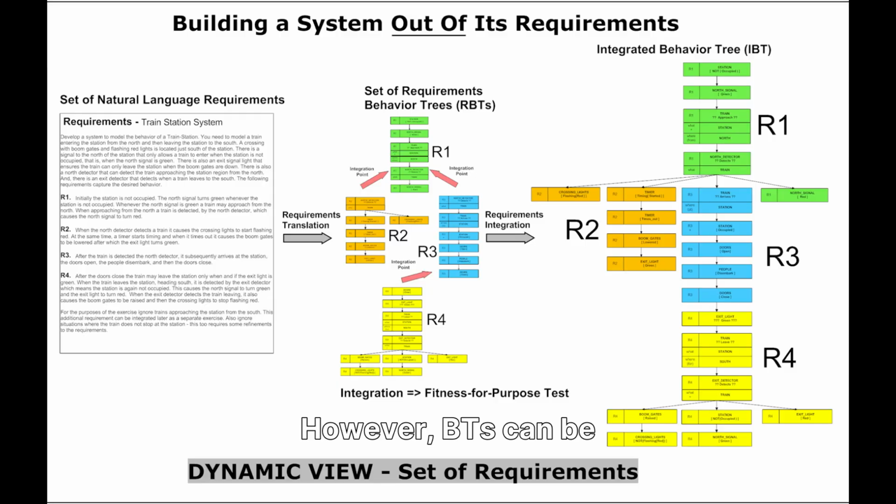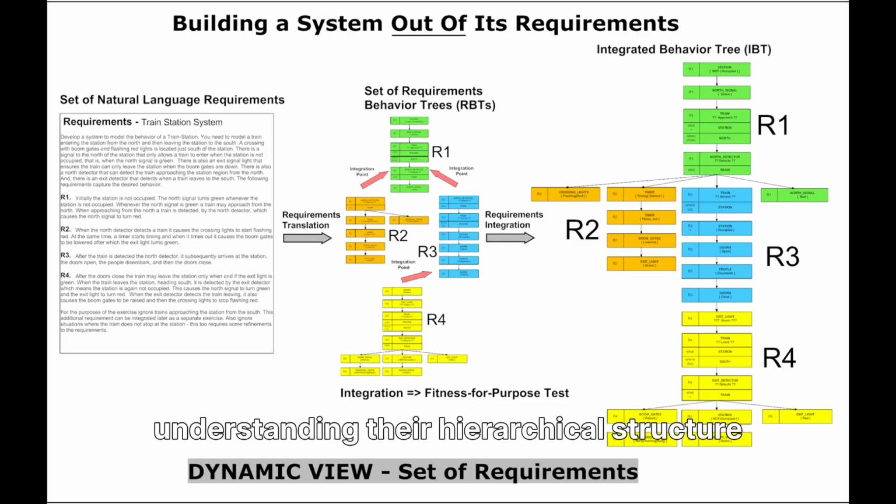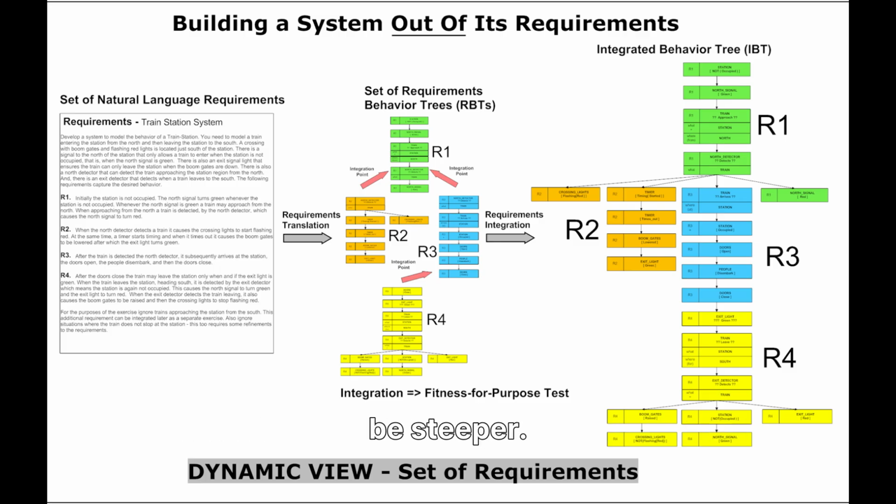However, BTs can be more complex to implement initially compared to simpler decision trees or FSMs. The learning curve for understanding their hierarchical structure and node interactions can be steeper.